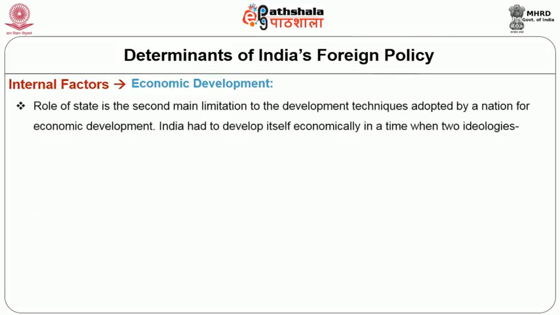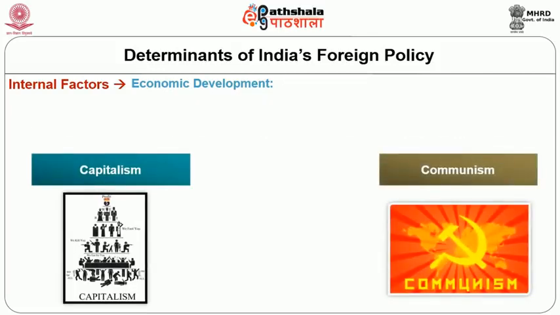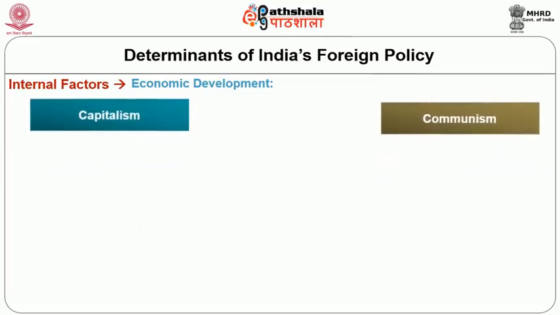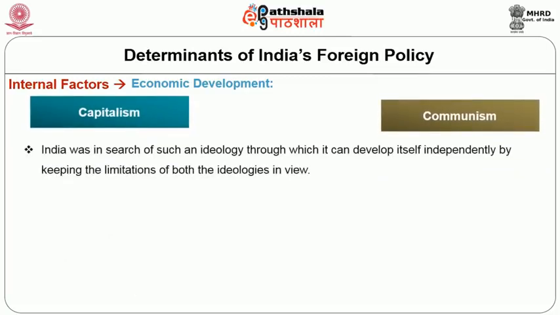Role of state is the second main limitation to the development techniques adopted by a nation for economic development. India had to develop itself economically in a time when two ideologies, capitalism and communism, were fully propagated and expanded. Hence, India was in search of such an ideology through which it can develop itself independently by keeping the limitations of both the ideologies in view.